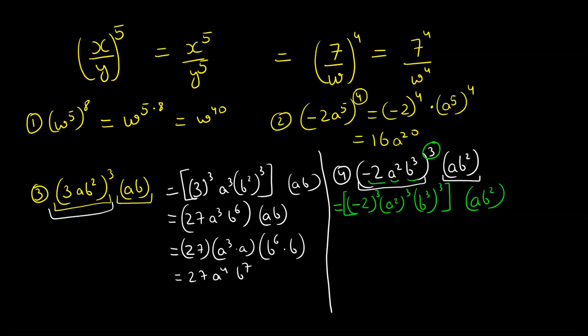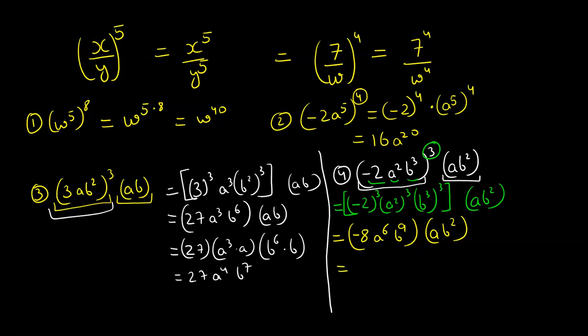Okay, so now we get -2 has the power of 3, so we get -8. A gets the power of 2 times 3 is 6, and b gets the power of 3 times 3 is 9. Okay, and now we can solve it with ab squared.